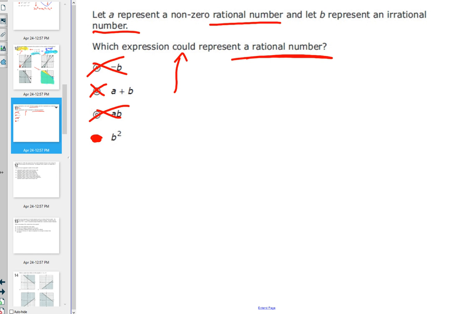Another way of thinking about it: what type of symbol causes irrational numbers? I wrote it on the board. What type of operation? The radical, right? In Algebra 1 we deal with the square root. What does a square do to a square root? It cancels it. The square would cancel the square root.